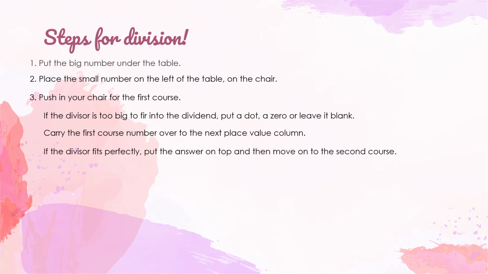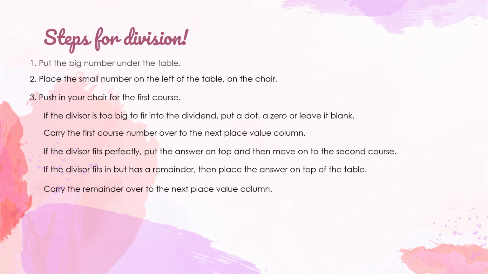But if this is not the case and the divisor fits perfectly, then you're going to put your answer on top, and then you're going to move on to the second course. If your divisor fits in, but it has a remainder, so it doesn't fit in perfectly, then you're going to put your answer on the top of the table, and you're going to carry over the remainder to the next place value column.